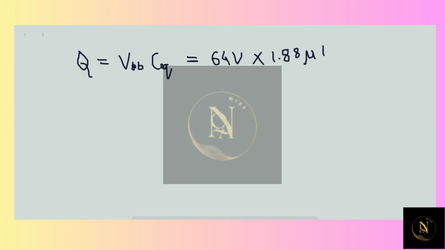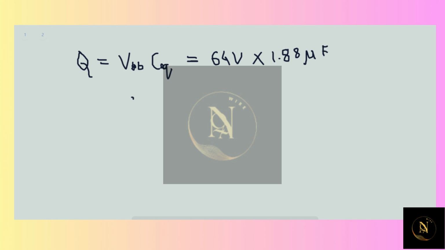So our next job is to find the total charge. So total charge Q equals the potential difference between the points A and B, and the equivalent capacitance C equivalent. The potential difference between the points A and B is given to be 64 volts, times the equivalent capacitance, which we found to be 1.88 microfarad.